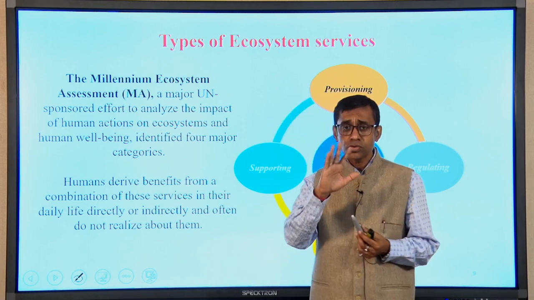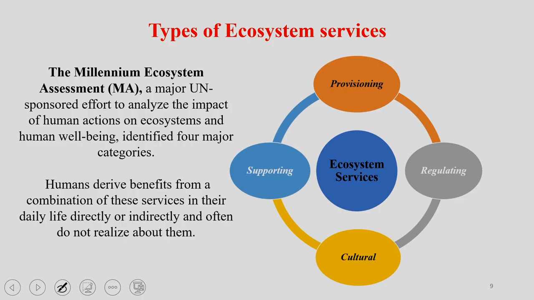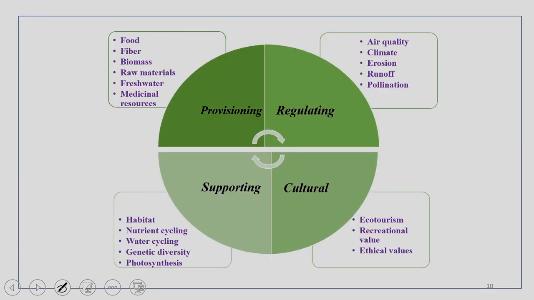Okay? Now, what are those four major ecosystem services that I was just talking about? Provisioning, regulating, supporting, cultural. These are the four services that the ecosystem provides to us for our sustainable life and growth. A combination of these different services actually takes care of the entire life of an individual. Now, a little bit more detail about these four critical ecosystem services. What comes under provisioning? Largely, as you understand, food, fiber, biomass, raw materials, fresh water, medicinal resources. These largely come under provisioning ecosystem services.